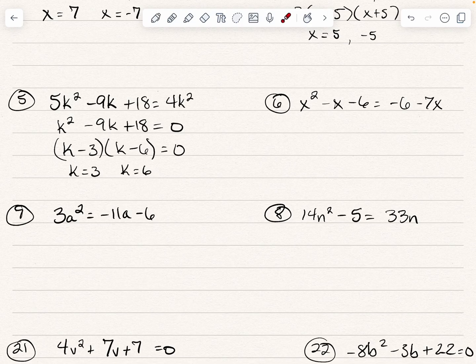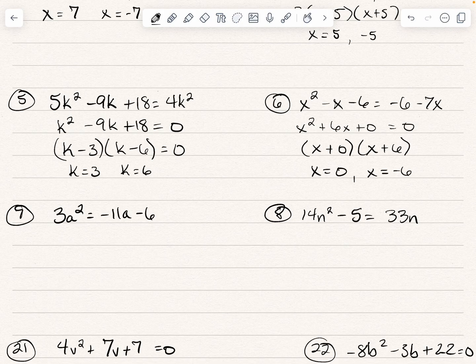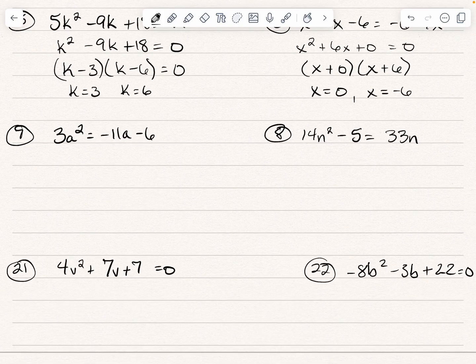On number 6, okay, we need to, again, get this equal to 0. So I've got to add 6, and I've got to add 7x. So that's going to give me x squared plus 6x, and then this is actually plus 0 when I add the negative 6 to positive 6. So what multiplies to give me 0 that adds to give me 6? Well, that's going to be 0 and 6. So here, this x plus 0, that's going to give me 1x is equal to 0, and x plus 6, that's going to be x equals negative 6.